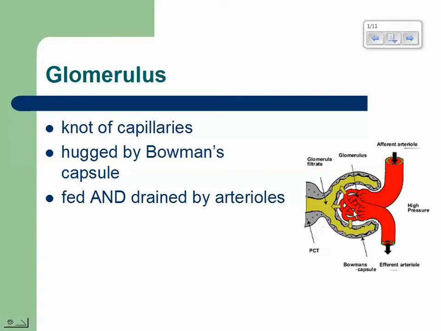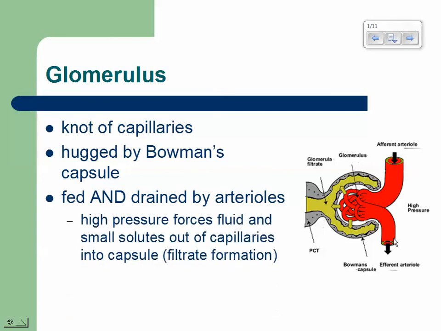Our glomerulus is fed and drained by arterioles, things that are under pressure, things that are carrying oxygenated blood. This is rare. Most things are fed by an artery and then drained by a vein. But here it's just sort of making a stop along the way. And so because these are all arteries, it's under very high pressure. And that's important. We want the pressure to be forcing this liquid from the blood plasma out so that it can be filtered and become urine.